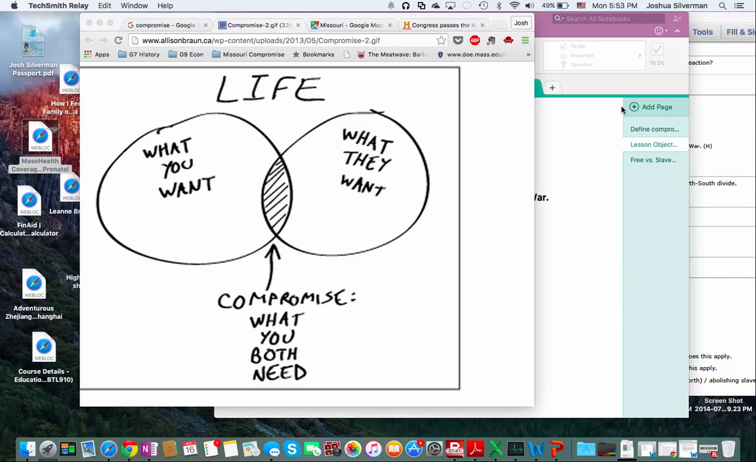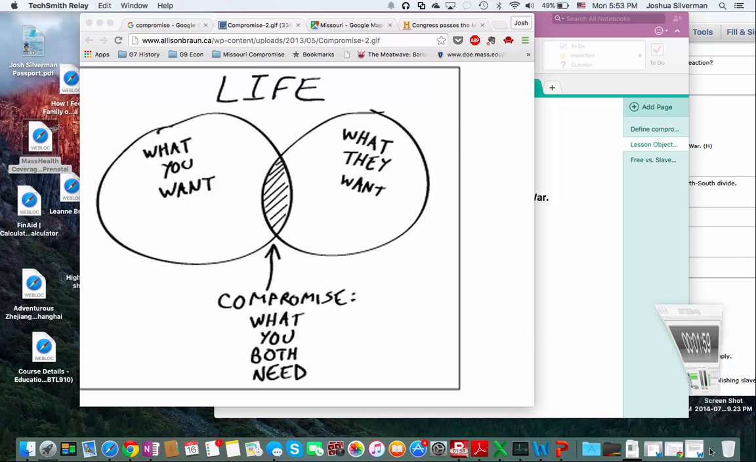Now, we all tend to make compromises in our lives. It wasn't just applicable to the United States Congress in 1820. We're basically looking at what do you want versus what do they want. And our compromise is the common ground in the middle where we find what we both need.